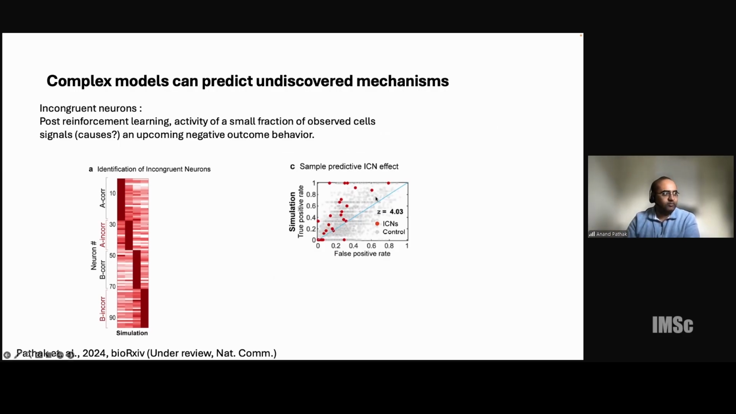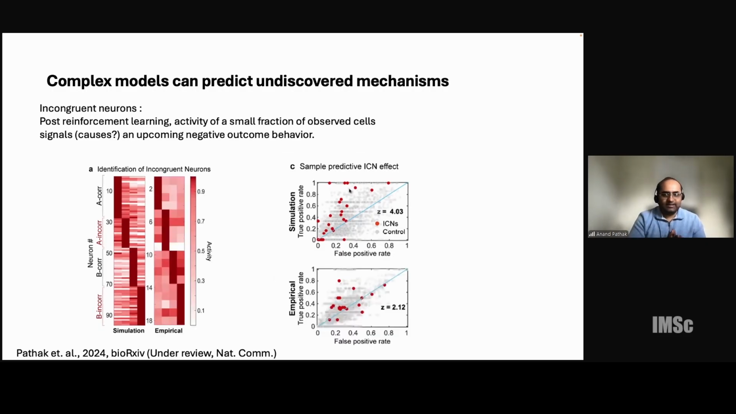So in signal detection theory, you have this false positive rate and true positive rate. So this is all simulation, and you see that very nicely they predict that if it looks like it's going to give a wrong response, they actually give a wrong response. The surprising part is the same thing we found in the data as well. So they have the spiking data. So there are multiple levels of surprise there.